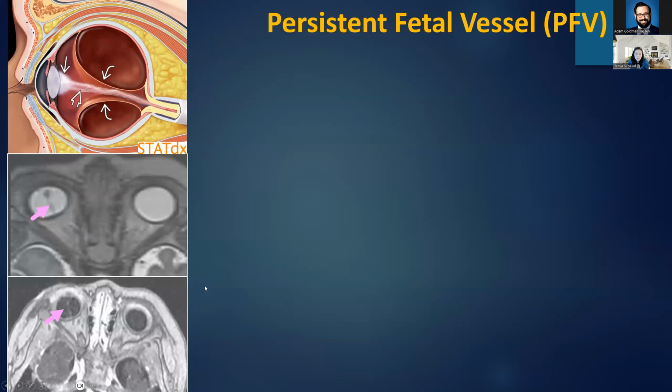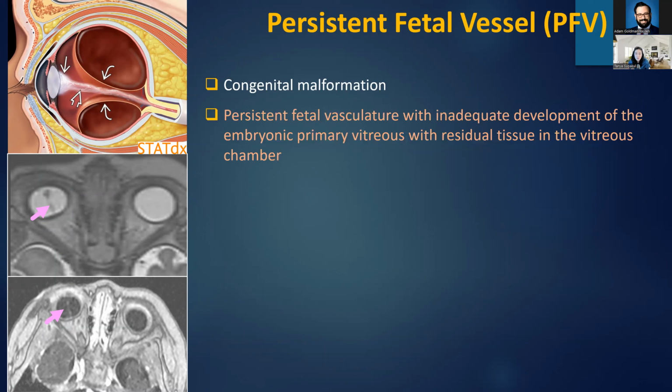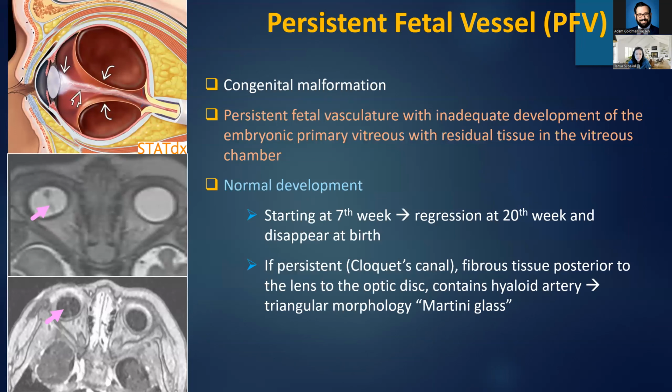So this patient turned out to have PHPV, or right now we call it PFV, persistent fetal vasculature, which is a congenital malformation due to inadequate regression of the embryonic primary vitreous. So that's why we see the residual tissue in the vitreous chamber.